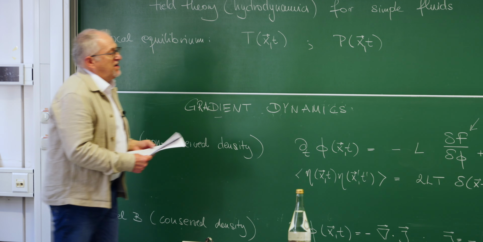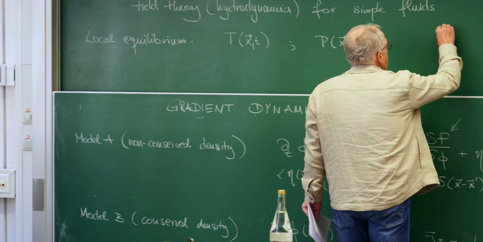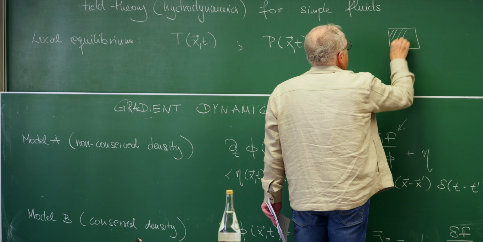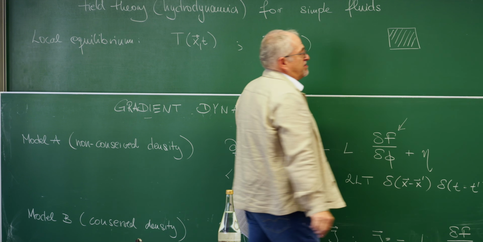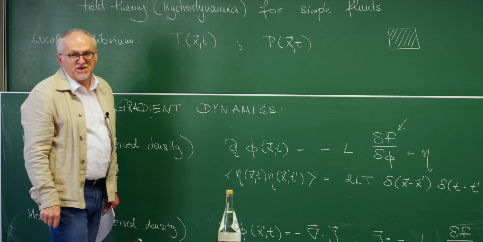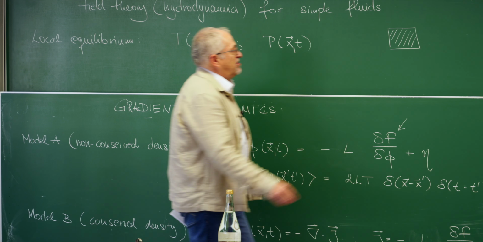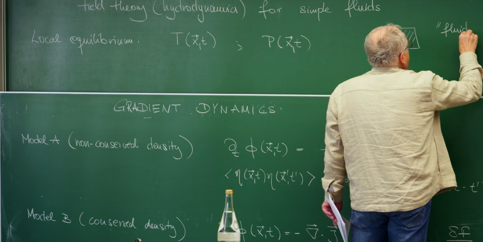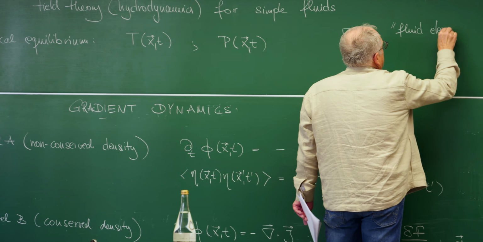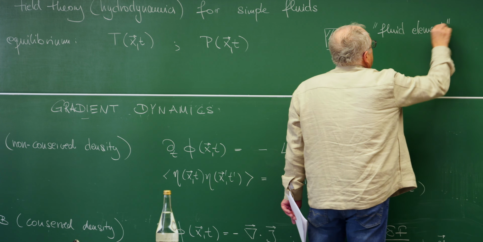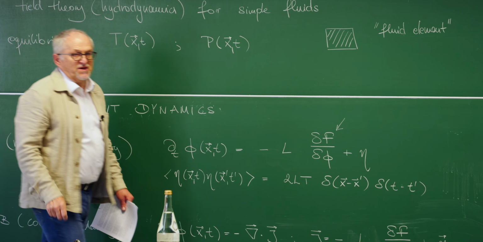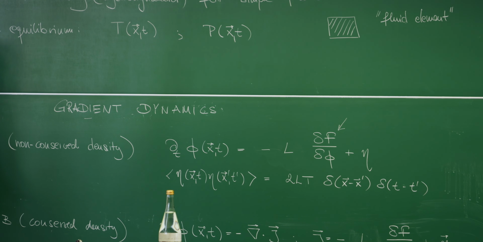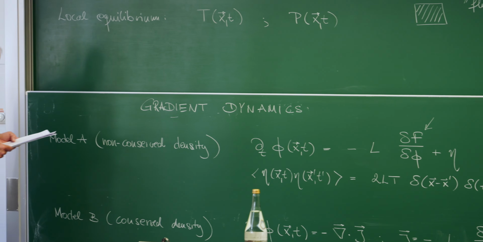And the way you should think of this is always in terms of some small region in space on which you can use such kind of coarse-grained variables, and that's called in the field and in textbooks a fluid element. So it's just a large enough element in space where you can do the coarse graining and you can make the local equilibrium assumption.